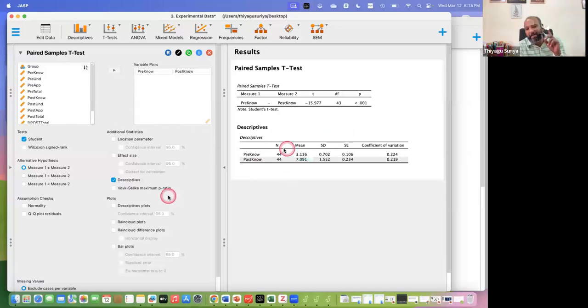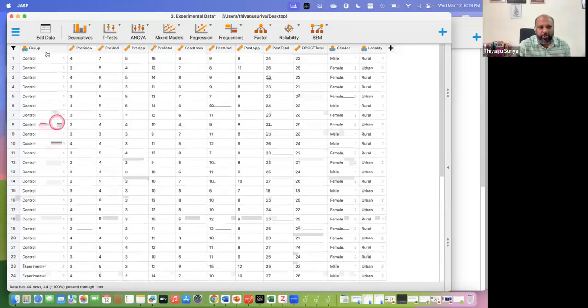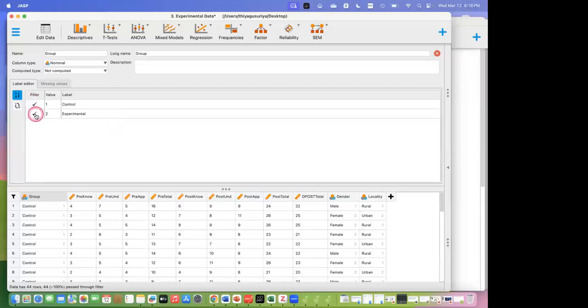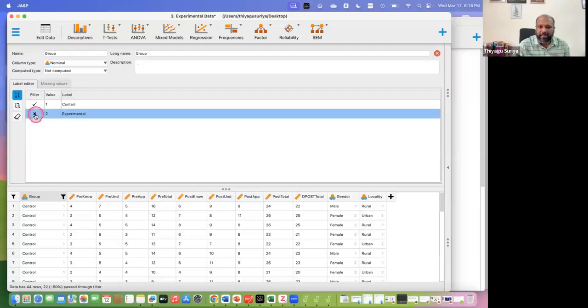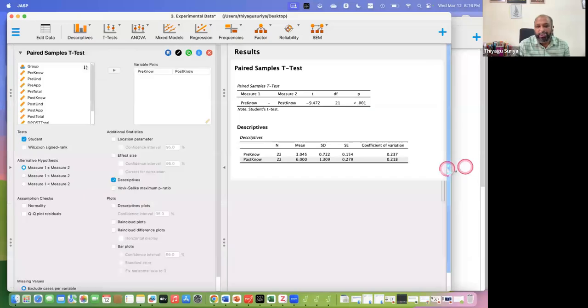Now my intention is to go with only the control group, but I have the 44 total sample. How to go with this? Go back to the data set. Go to the group. You have the group, no? Double click the group. You are getting this interface. We are getting the filter option. Click this filter. I need only control group. Only control is selected.